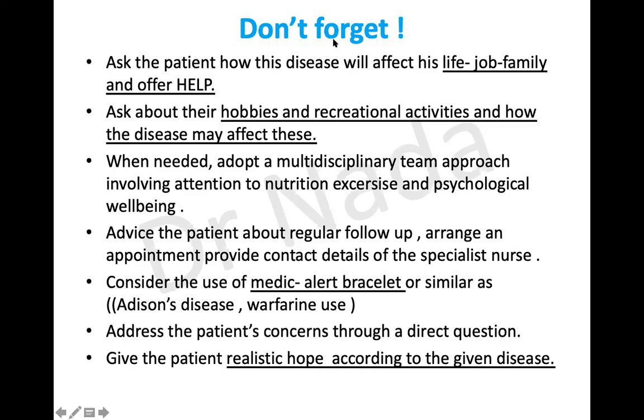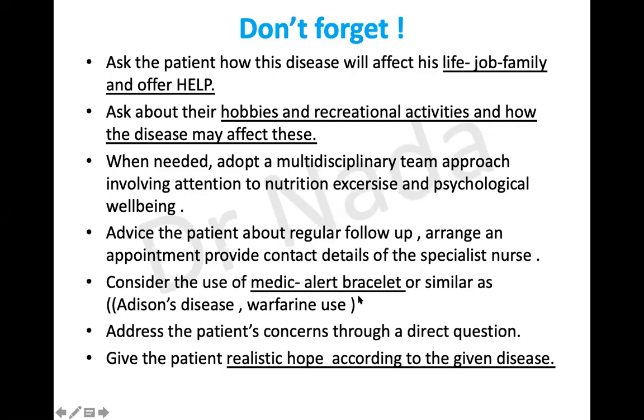So don't forget to ask the patient how this disease will affect his life, job, and family, and offer help. Ask about their hobbies and recreational activities and how the disease may affect these. When needed, adopt a multidisciplinary team approach involving attention to nutrition, exercise, and psychological well-being. Advise the patient about regular follow-up. Arrange an appointment. Provide contact details of the specialist nurse.